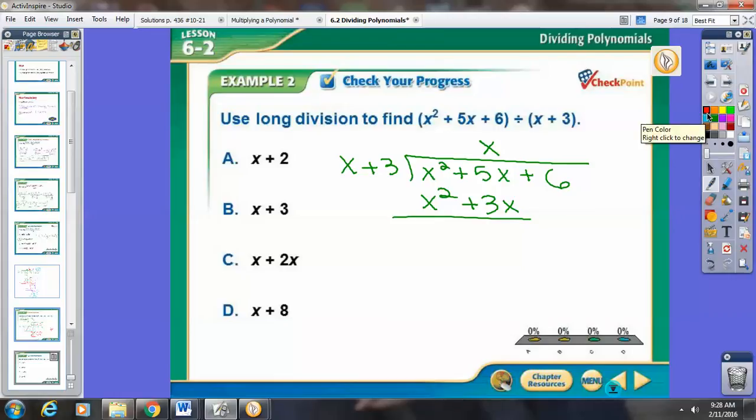Subtract. So we need to change both of the signs. We want these terms to cancel out every time. If they don't, you did something wrong. They should cancel out every time. 5x plus a negative 3x, or 5x minus 3x is 2x. Bring down the next term.